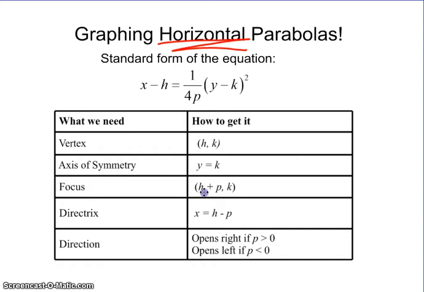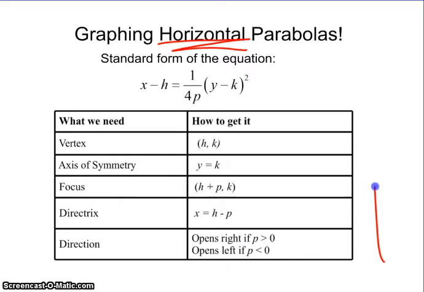Now on the focus we have h plus p, and then k. In the previous problem we had k plus p. And for the directrix we're still subtracting p, but this time it's x equals h minus p. Now if p is positive, it will open to the right. If it's negative, it will open to the left.